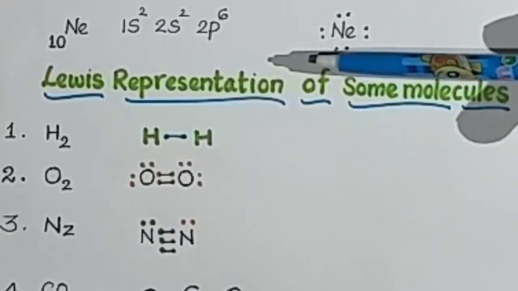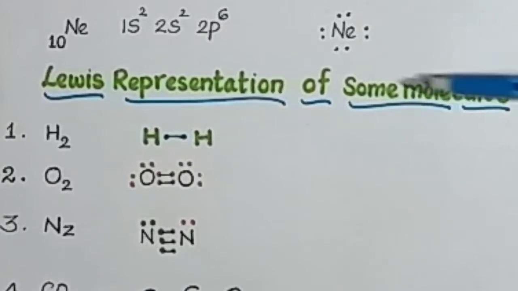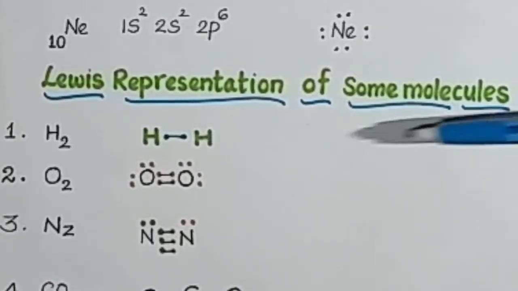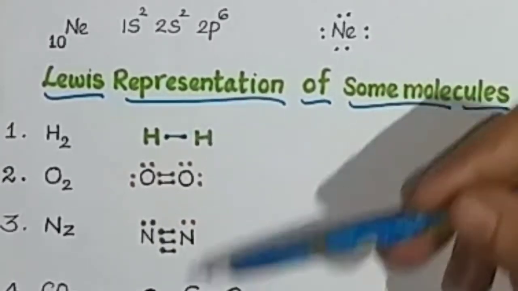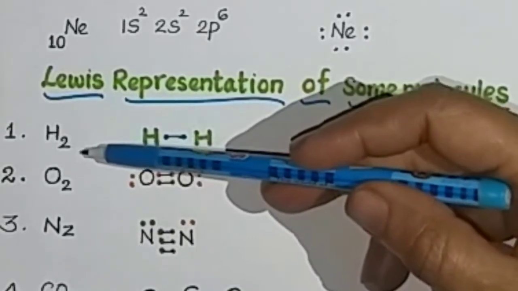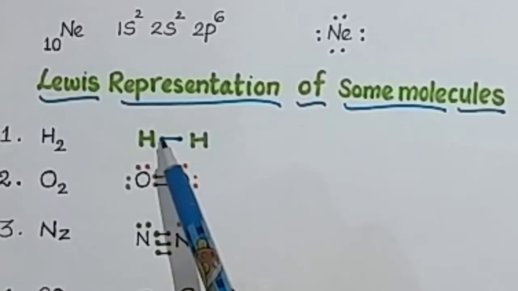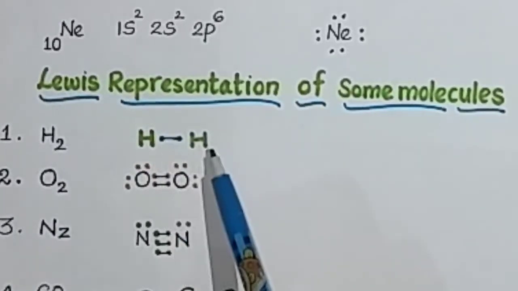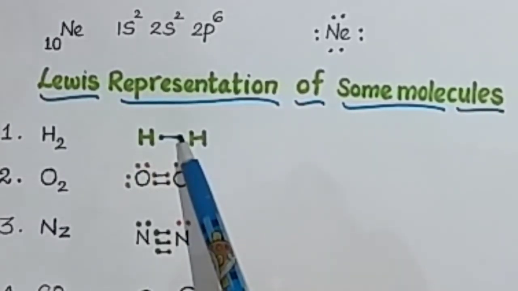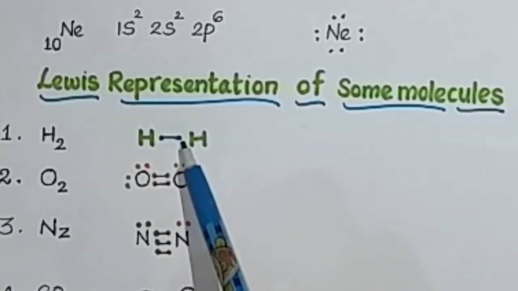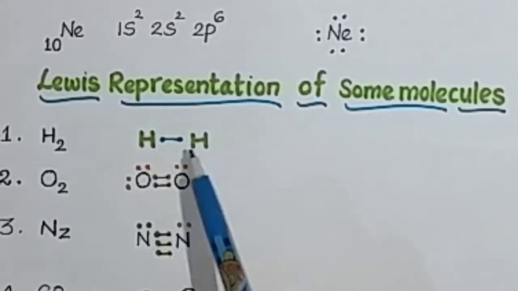So we can write the Lewis representation for molecules also. Some examples we can discuss here. First one, the hydrogen molecule. One hydrogen atom has one valence electron. The other hydrogen atom also has one valence electron. They are mutually shared. Then we get the hydrogen molecule.